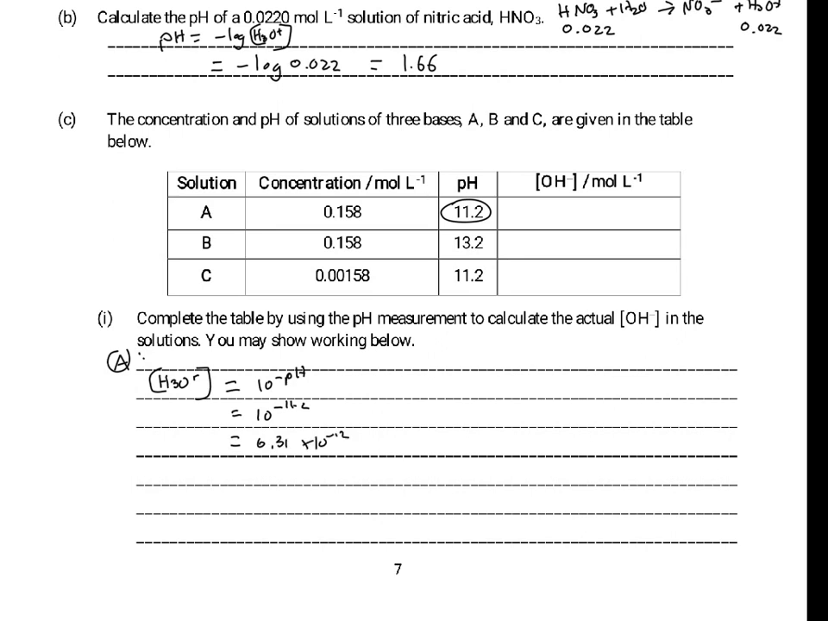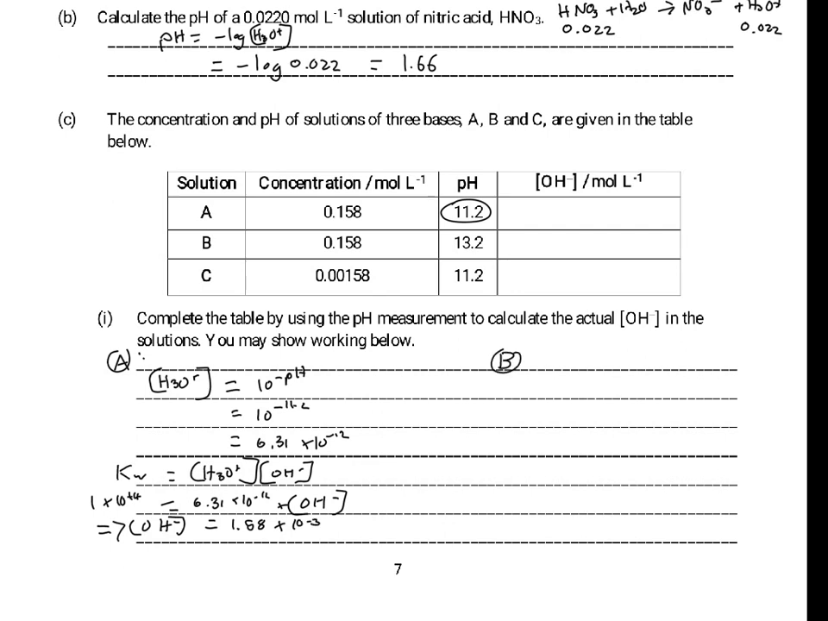The second formula you're given is Kw. So Kw is equal to hydronium ion concentration times the hydroxide ion concentration. Kw is always 1 times 10 to the minus 14. Hydronium ion concentration you just worked out. And hydroxide is what we're trying to work out. Therefore, you work out hydroxide is equal to 1.58 times 10 to the minus 3.